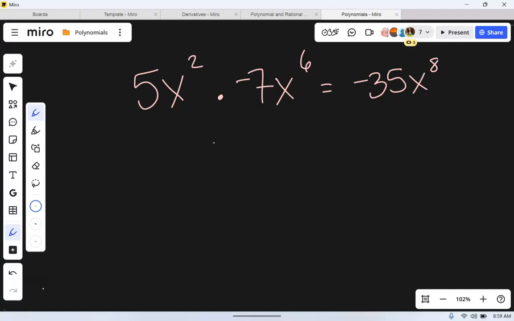Notice how I am multiplying the coefficients together, and the reason for that is 5x to the second is really 5 times x to the second, and negative 7 times x to the 6th. And because multiplication is commutative, I can multiply in any order that I want to, so I can multiply the 5 and the negative 7 together, and then the x squared and the x to the 6th. Let's crank it up a notch, shall we?